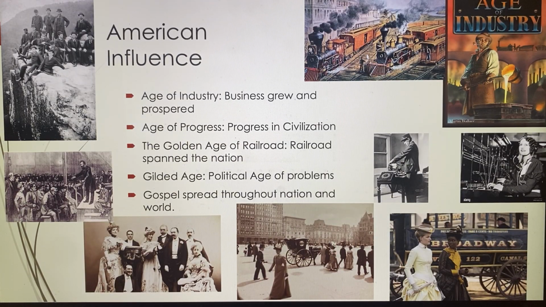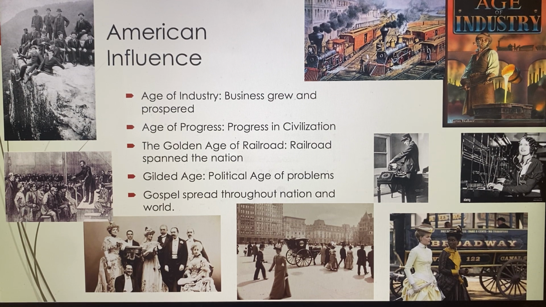American influence. Well, we talked about American influence in the age of industry, how businesses grew and prospered, and then on to the age of progress. And this was a progress in civilization and technology. Of course, the golden age of railroad, as the railroad spanned the nation, bringing more people to the west and more supplies back to the east.